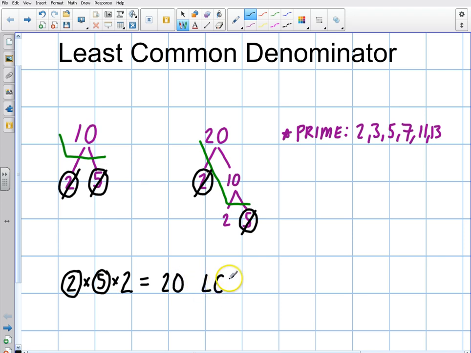Well, if we were talking fractions, we would say least common denominator. In this case, it's the least common multiple. It's the same thing. If we were talking about a fraction, if this was 1 over 10 or 1 over 20, I would be saying least common denominator. Same thing. It's the least common multiple that we have down there. Okay, so let me just go down here.